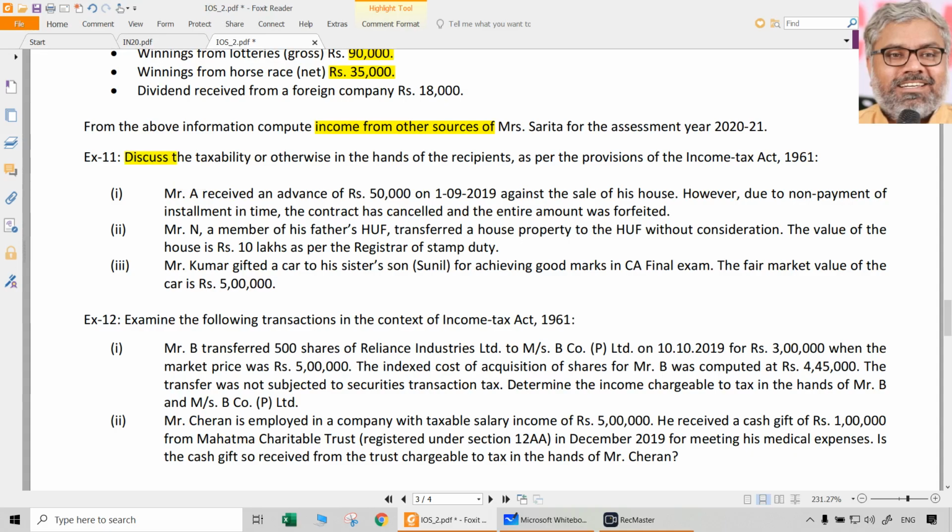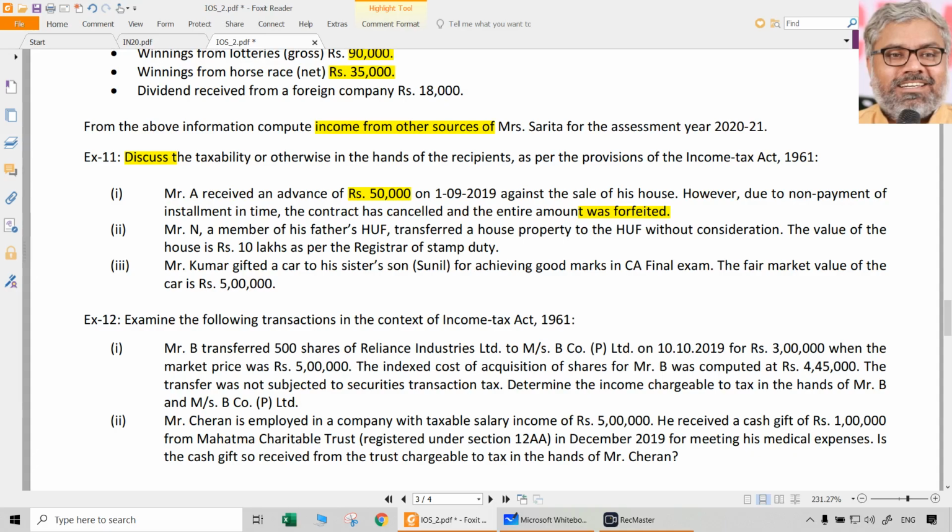Point number 1. A received an advance of 50,000 rupees on 1/9/2019 against the sale of his house. However, due to non-payment of installment in time, the contract cancelled and entire amount was forfeited. Of course, it is taxable as income from other sources in the hands of Mr. A. Because it is the amount of advance forfeited during the previous year, that will be taxable in the hands of recipient under income from other sources.